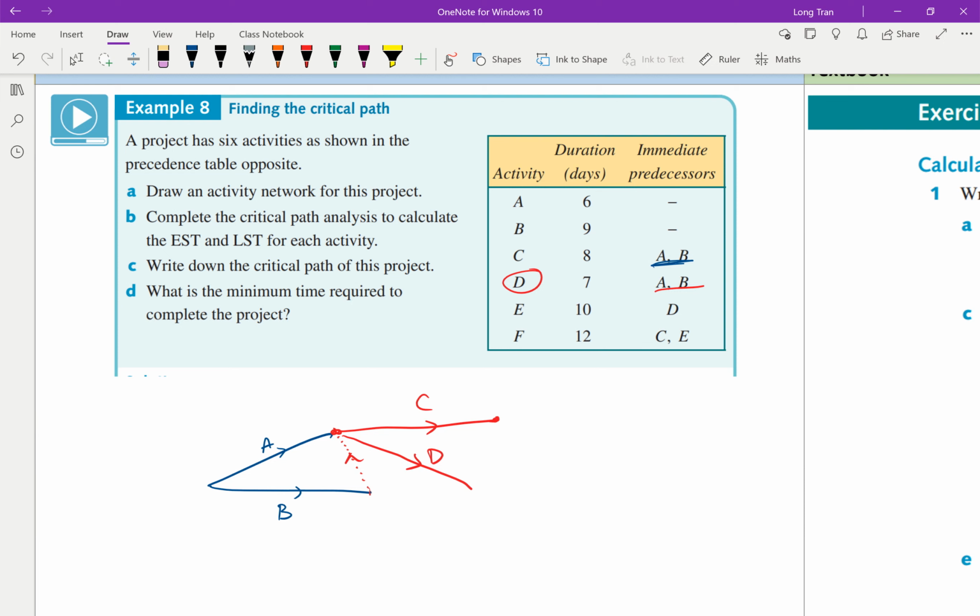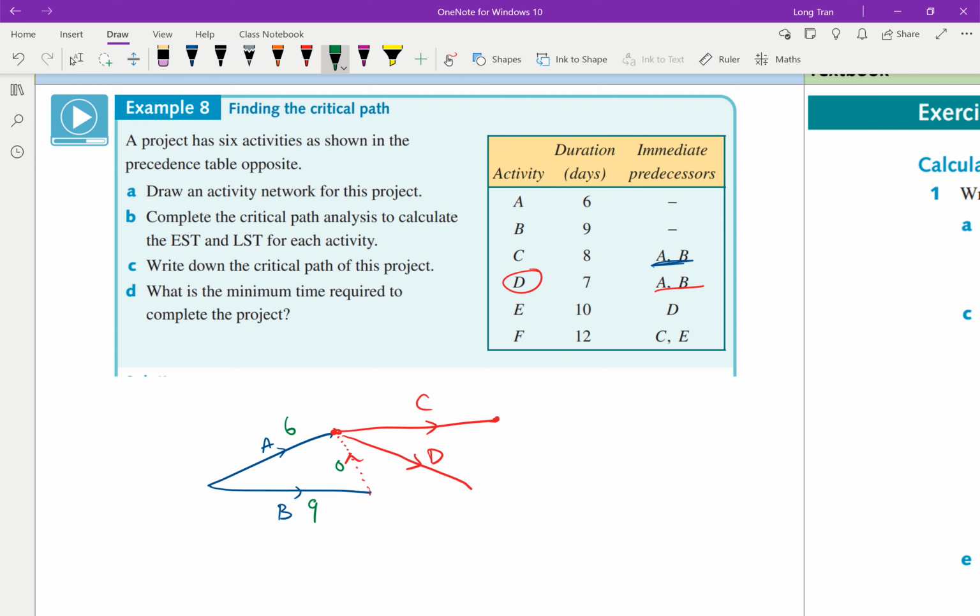I'm just quickly going through this so that you've got a feel of it. So we've got the activity network: A, weight of 6; B, weight of 9. Remember, dummies have a weight of 0. Make sure that you don't add them on, but you do need to draw a line for them.